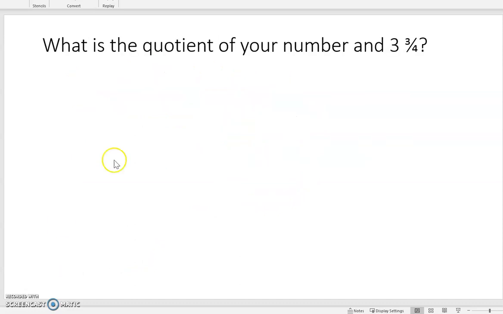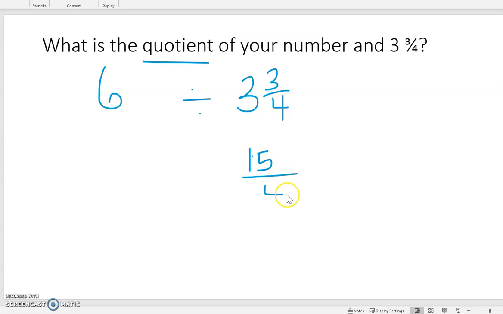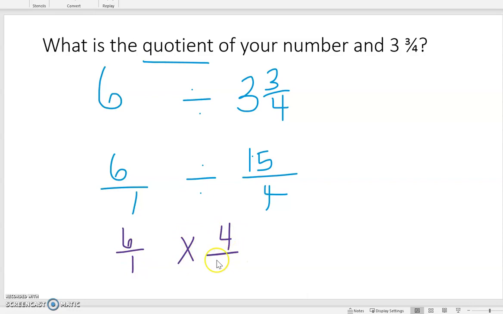Right, for slide 10, you're finding the quotient of your number with this mixed number. Quotient is division, so you'll take your number, divide it by 3 3/4. The first thing we need to do is convert 3 3/4 into an improper fraction. 3 times 4 is 12, plus 3 is 15. 6 becomes a fraction by putting it over 1. And then the algorithm we use to divide fractions is keep the first one the same, change to multiplication, and flip.